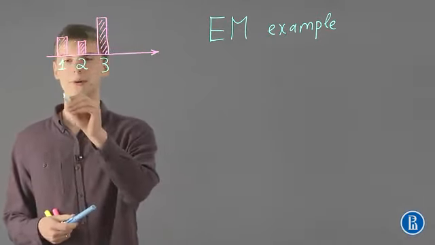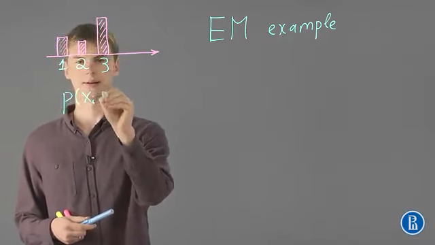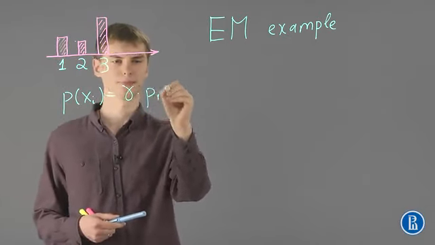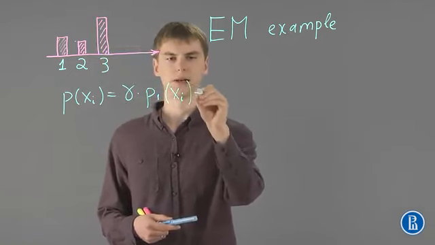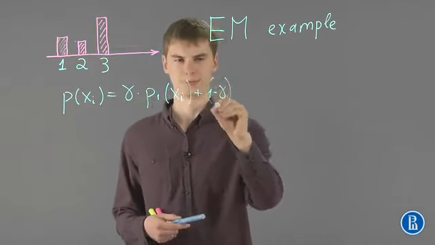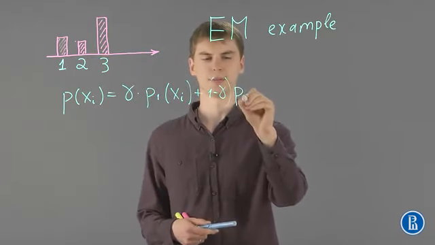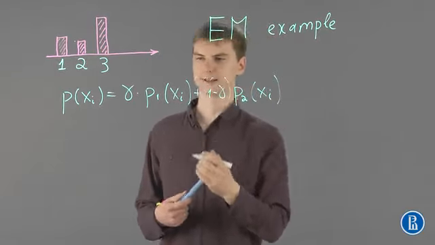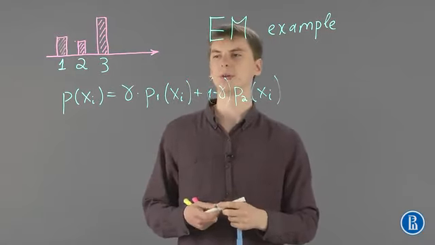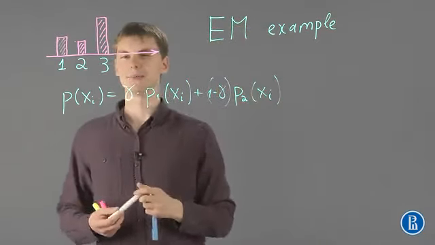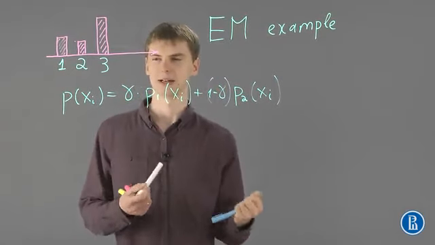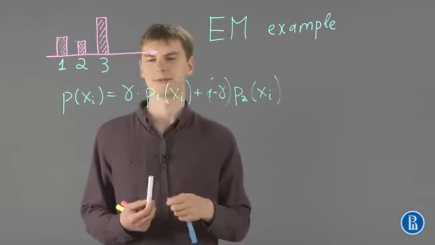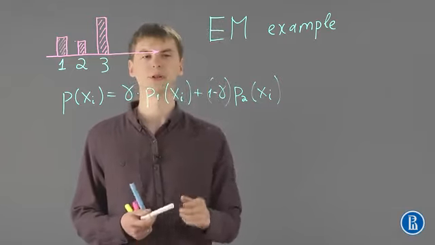So the probability of xi is equal to a mixture of two distributions, alpha times p1 plus 1 minus alpha times p2. So p1 and p2 are our probability distributions, and alpha and 1 minus alpha are the weights, and alpha is a parameter. Here I will not write the conditioning on the parameters alpha, gamma and so on anywhere, just for simplicity and to write a few fewer symbols. But the conditioning on the parameters is everywhere.